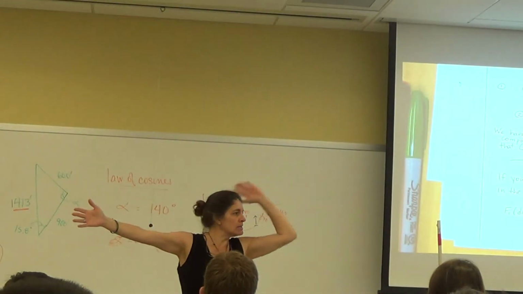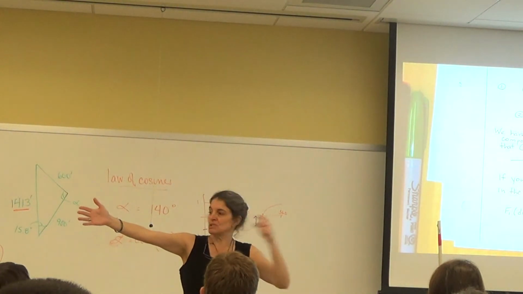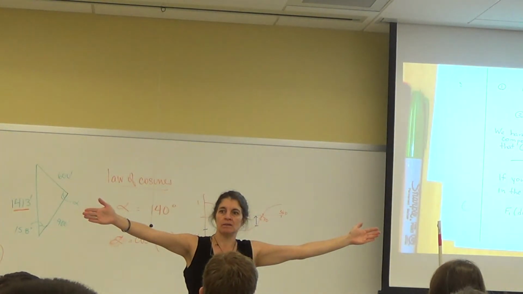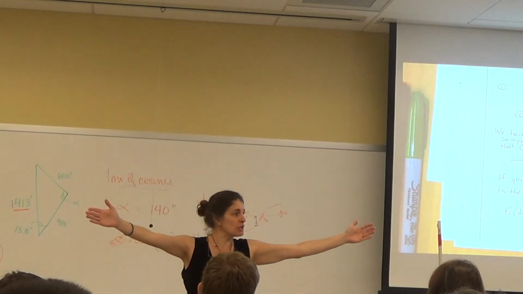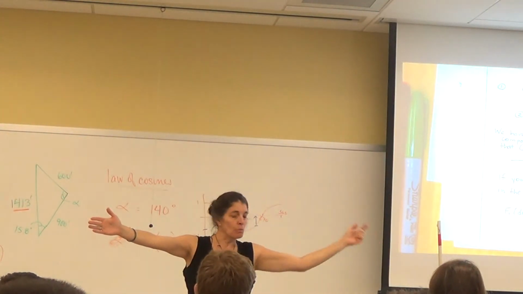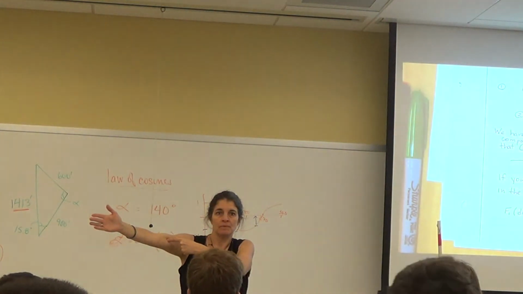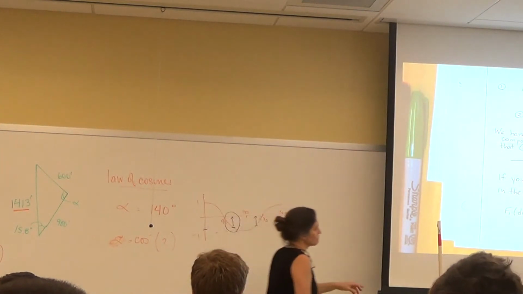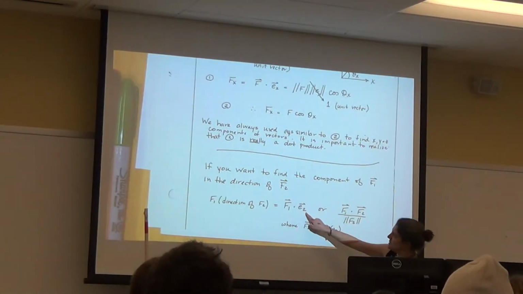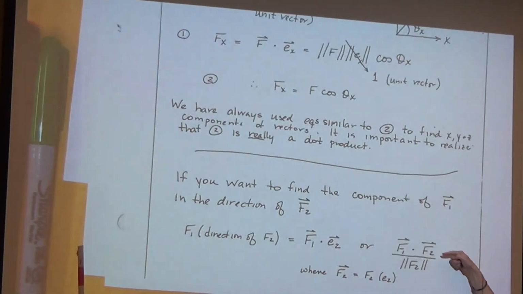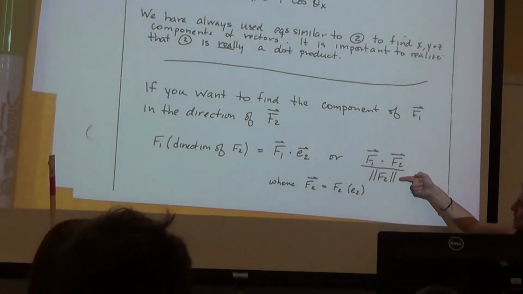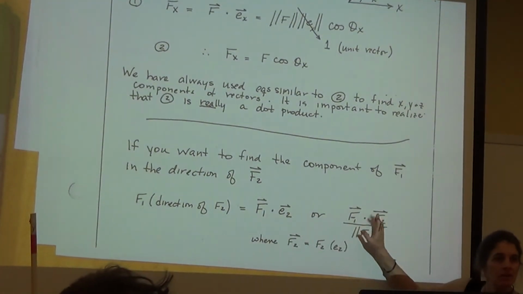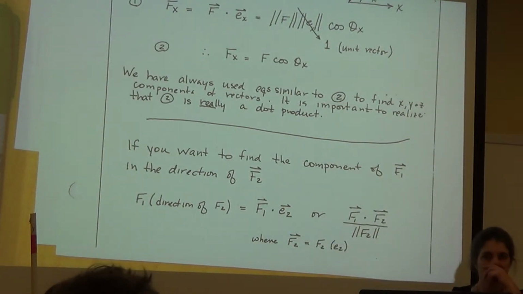Okay? So if I want to find the component of this force in this direction, I'm going to dot this force with the unit vector of this guy, because I want the direction. So I'm going to dot this force with the unit vector here. So I'm going to dot F1 with E1. So you want F1 dotted with E2. And if you want, you could do it this way. You could take the vector force, divide it by the magnitude, and isn't this just the unit vector? It's the same thing as the unit vector.